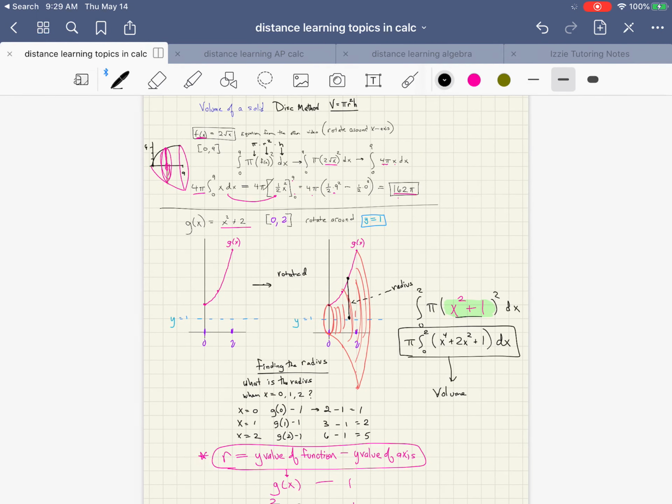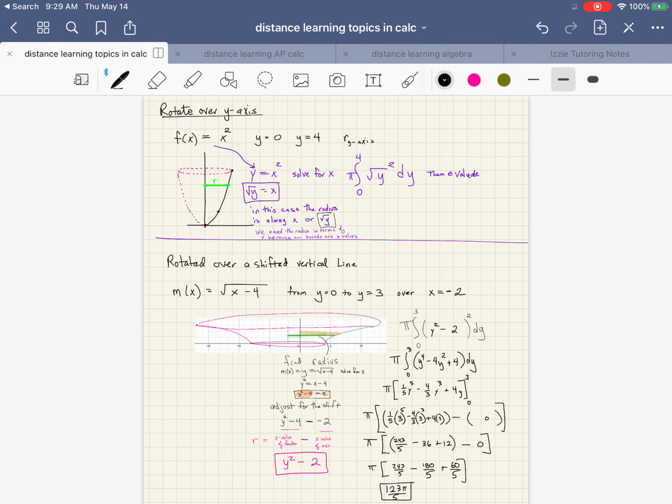Let's talk about what happens when we have to rotate around the y-axis.